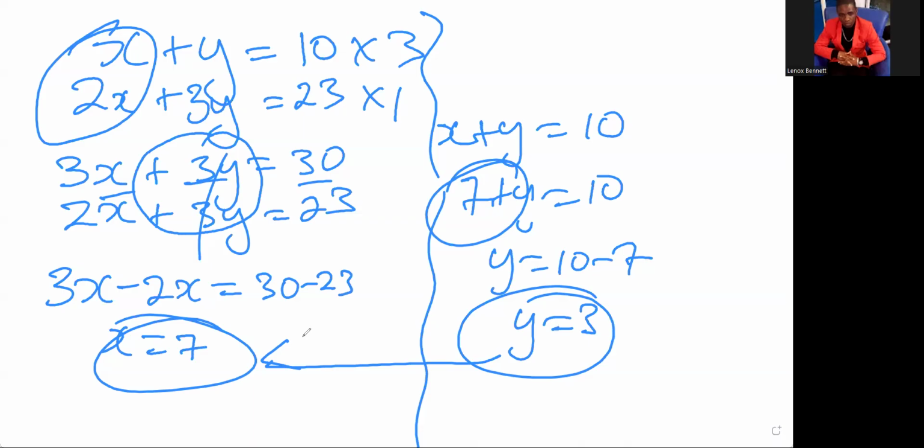Guys, it has to work with two equations, it can't work for just one. Whatever answer you get, when you plug it in, it has to work with both equations. So you have to get the 10 and you have to get the 23. If you can't get both of them, check again. That's the beauty of it.